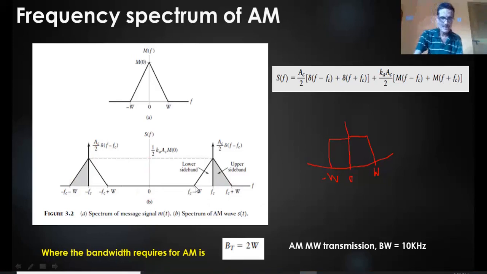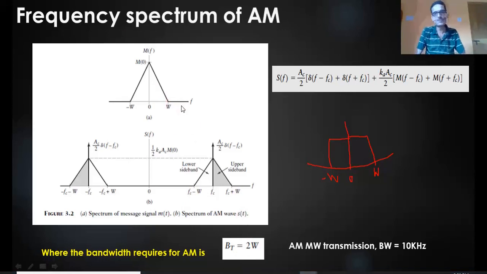Now, what bandwidth is required for AM from the frequency spectrum? How do you calculate the bandwidth? It is the highest frequency minus the lowest frequency, that is, fc plus W minus fc minus W. We get a transmission bandwidth of AM as 2W Hertz, twice the highest frequency in the message spectrum. If I consider the highest frequency of say 10 kHz, the bandwidth required is 20 kHz.